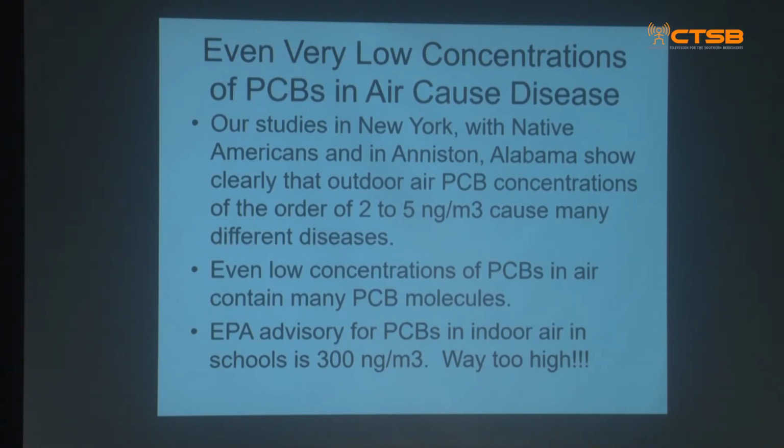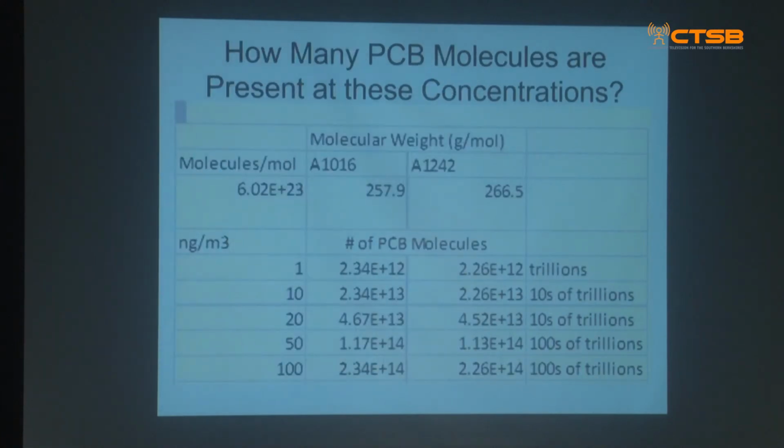This is just outrageous. And like most federal agencies, they lag behind the data. Now, I have good friends at EPA. I know they're considering this, but the wheels of making change in recommendations move very slowly. It's very important for people to understand how serious inhalation of PCBs is. Okay, so how many molecules are in 1 nanogram of PCBs? Well, it's 2.26 times 10 to the 12th. That's trillions of molecules of PCBs in 1 nanogram.